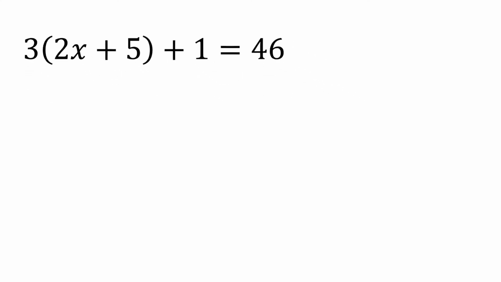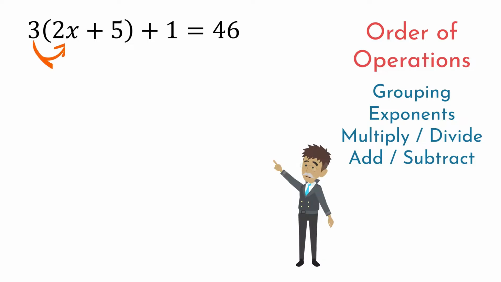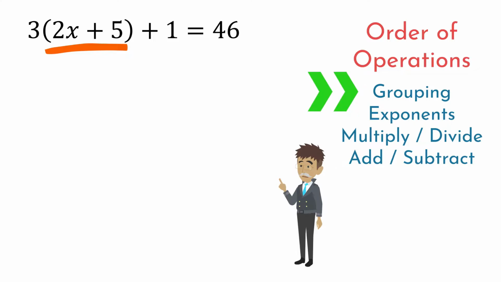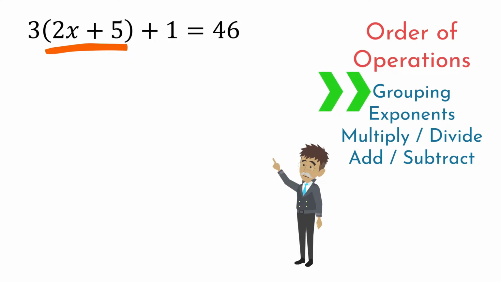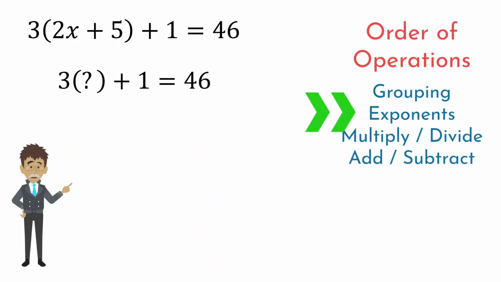Think about how to solve this problem using the order of operations if you know the value of x. I could distribute the 3 across the terms inside the parentheses to begin with. But for this example, I deal with the 2x plus 5 in the parentheses first, since parentheses are first in the order of operations. First, multiply by 2. Second, add the 5. This takes care of parentheses, and there are no exponents.